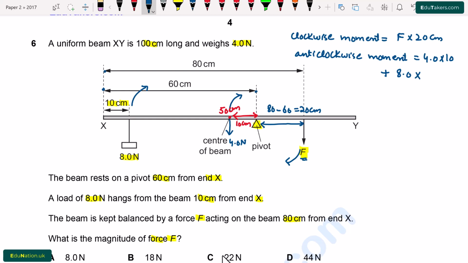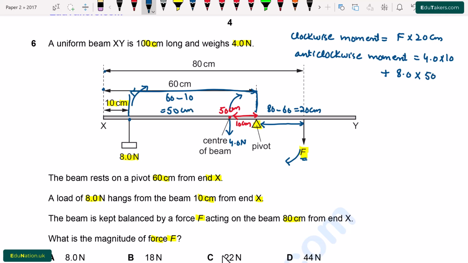So this distance will be, it is given here, the distance of the point X from this load is 10. So the distance of this load from the pivot point will be equal to 60 minus 10, which is equal to 50 cm. So I multiply it with 50.